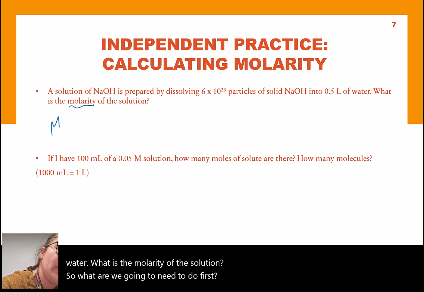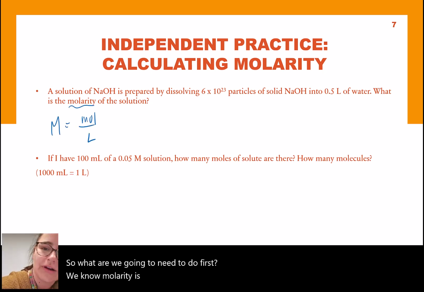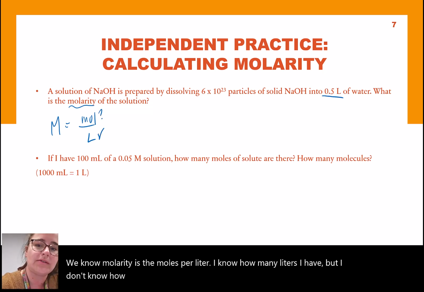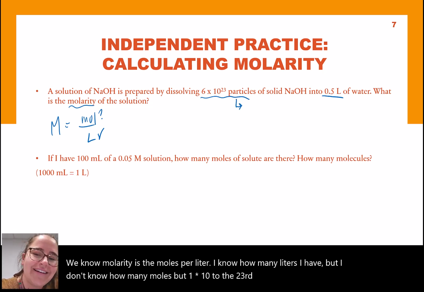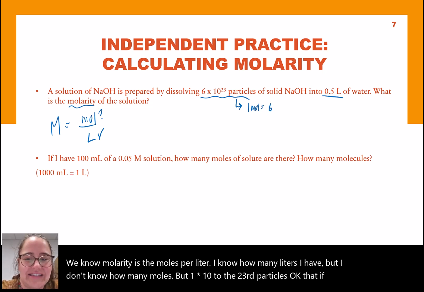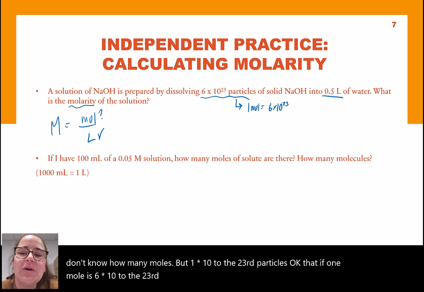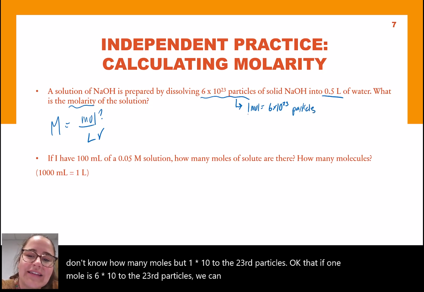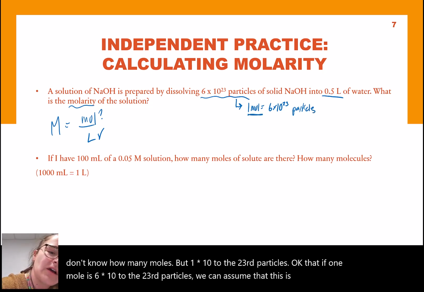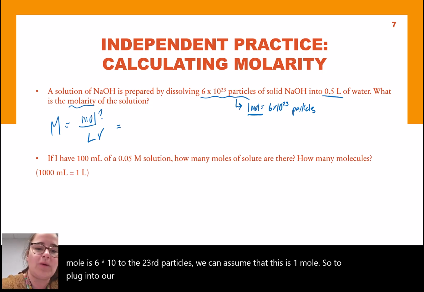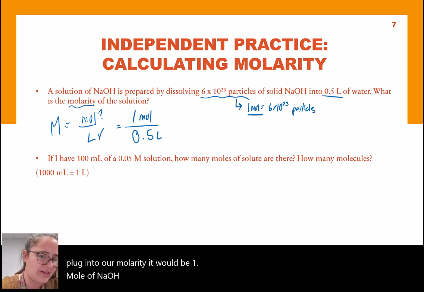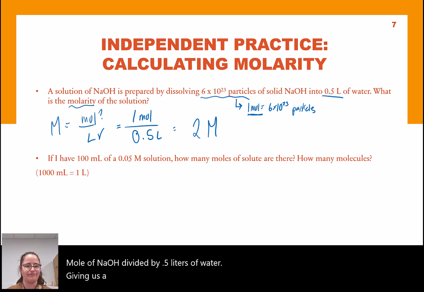Well, we know molarity is the moles per liter. I know how many liters I have, but I don't know how many moles. But 1 times 10 to the 23rd particles, if 1 mole is 6 times 10 to the 23rd particles, we can assume that this is 1 mole. So to plug into our molarity, it would be 1 mole of NaOH divided by 0.5 liters of water, giving us a 2 molar solution.